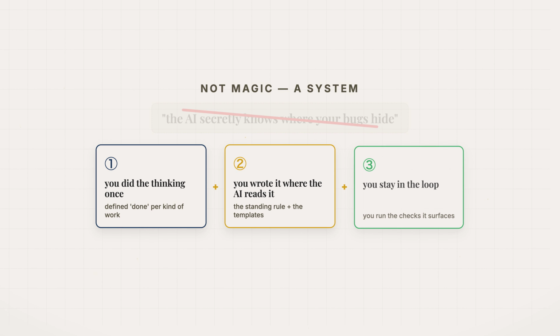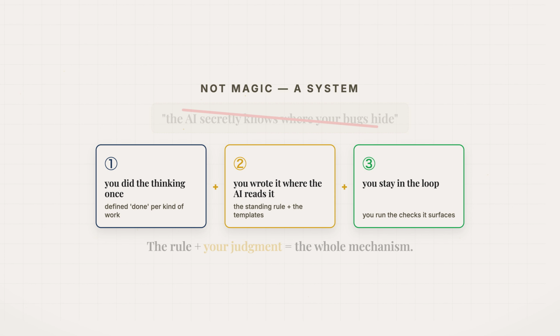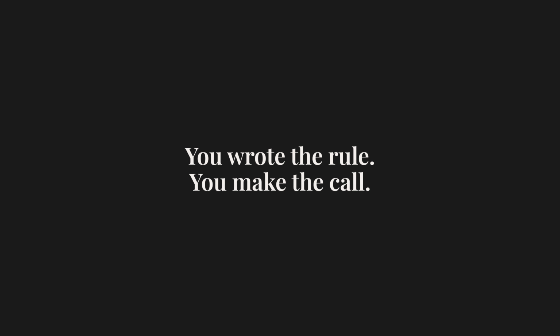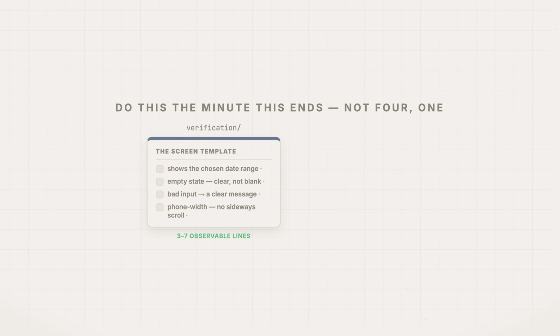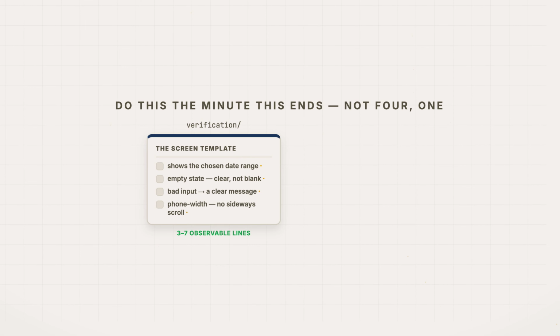Then take that one rule and drop it into your rules folder. So the next feature you start, the AI reaches for the right checklist on its own. One real template, wired in. That's worth more than 4 vague ones you never use. So that's the definition of done at operator depth. Reusable templates, observable criteria, set before you build, surfaced automatically while you work.